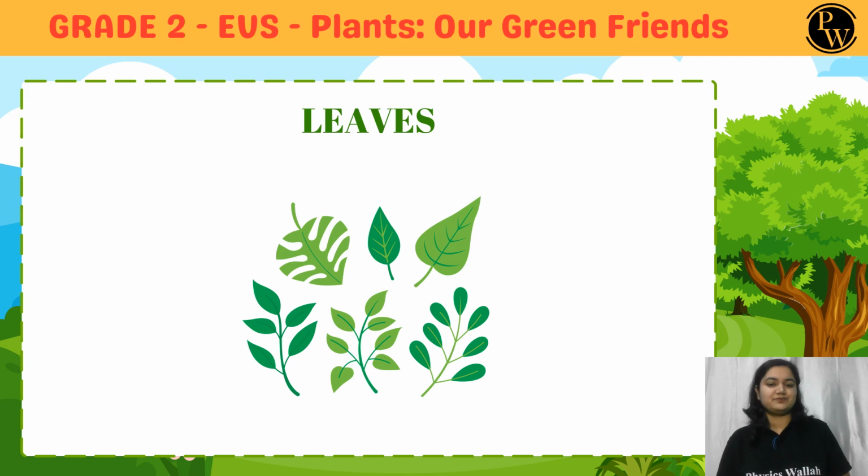Then we have leaves. Leaves come in all sorts of sizes, shapes and colors. Leaves actually help a plant to prepare its own food because they don't have a mouth like us to eat food, right? So it is because of leaves that a plant can prepare its own food in presence of sunlight, water and carbon dioxide. And that is why leaves are also called the kitchen of the plant.